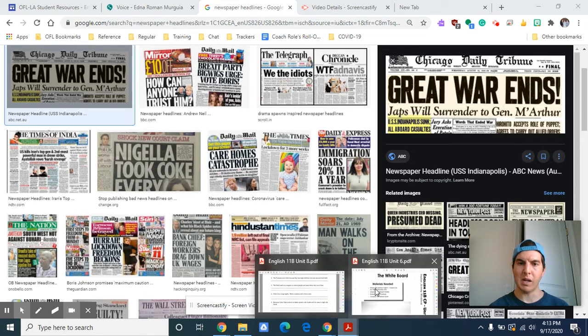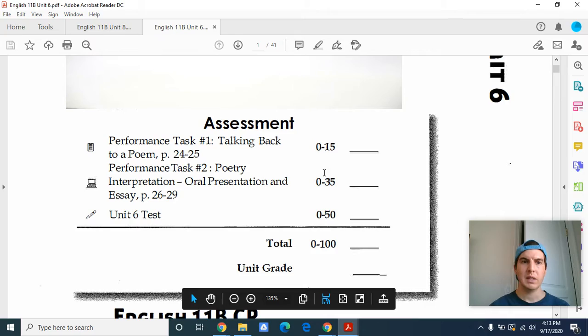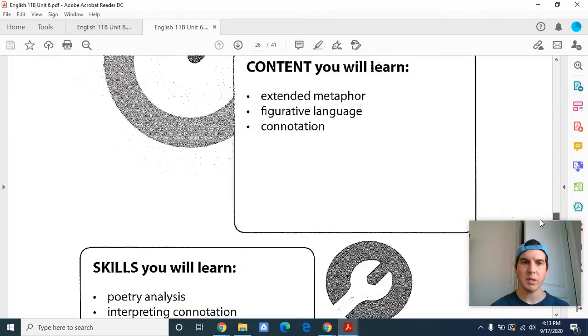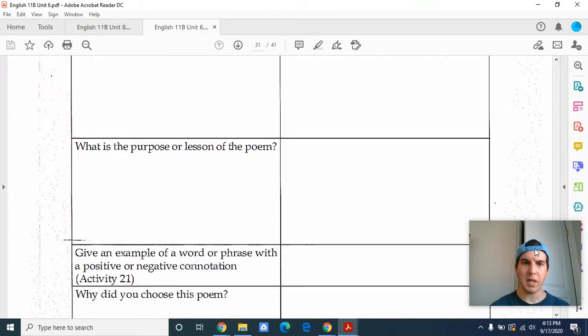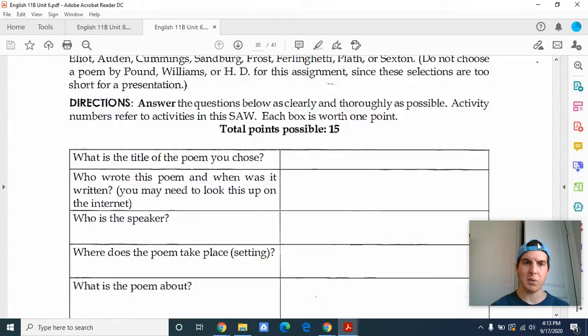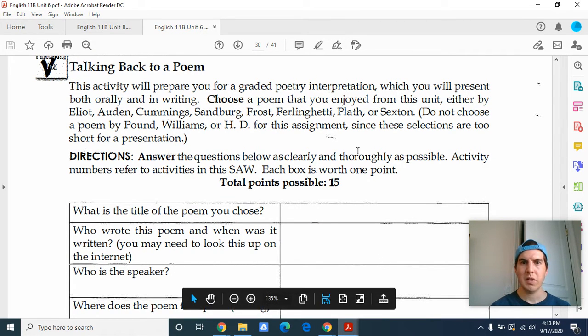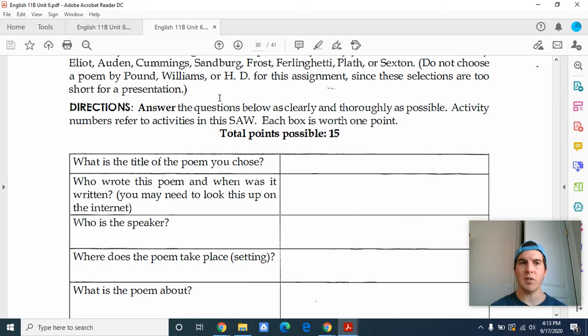Hey, Miss. I just wanted to go ahead and explain to you Unit 6 as well. If we go to pages 24 and 25, it's basically asking you a few different questions here. You're going to choose a poem that you enjoyed from this unit, and it's going to ask you what's the title of the poem you chose.